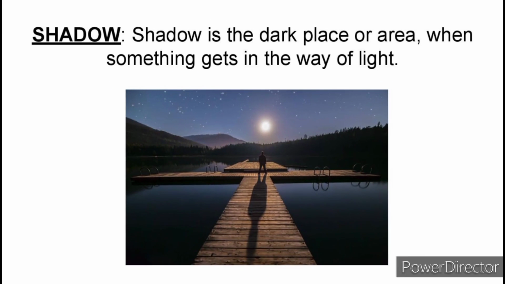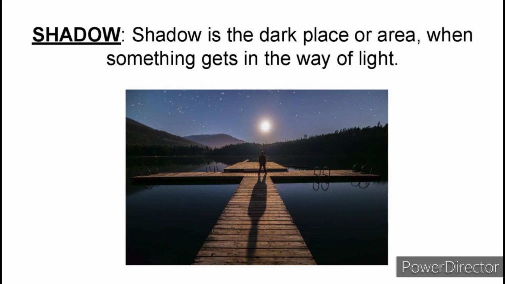Children, now a small recap of today's class. What is shadow? Shadow is a dark place or area when something gets in the way of light. During morning and evening time, the shadows are long, and during the noon time, the shadows are short.